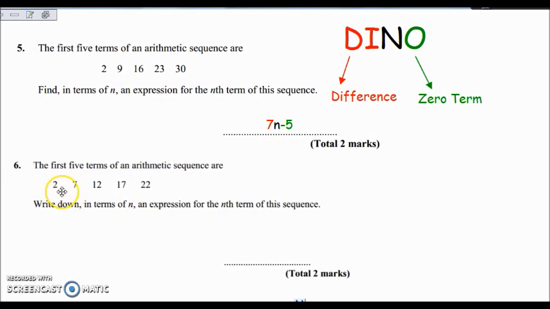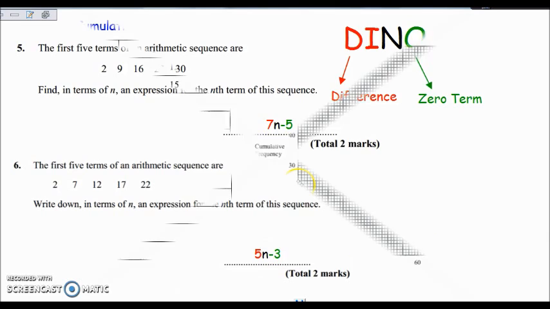Second one, what's the difference here? Well, it's 5. And what's the 0 term? What would be before 2? If you're taking off 5, it would be minus 3. So your answer for that one would be 5n minus 3.